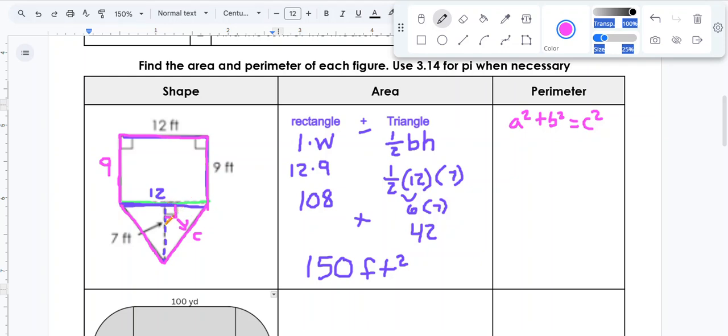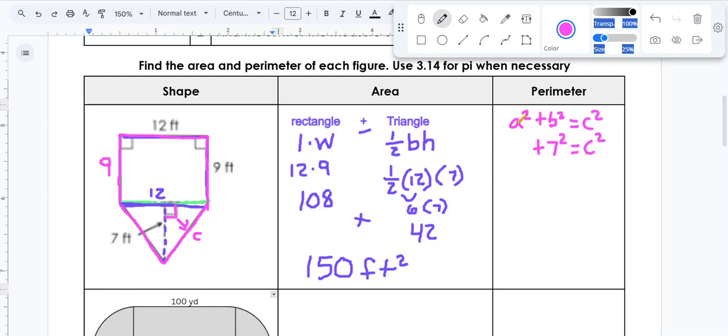So that means that I know that one side is going to be 7, because that's the height. That's this dotted line here, right? I'm going to plug that in for b. We'll make that 7 squared. I don't know what c squared is. That's what I'm solving for.